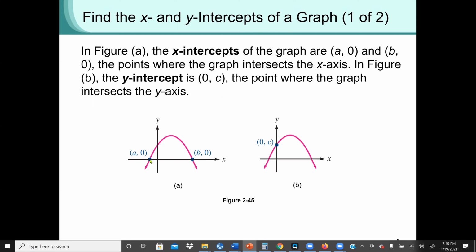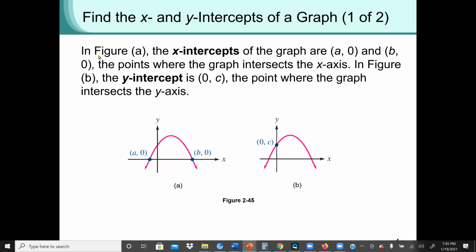So here we have two x-intercepts, because when y equals 0, we get a value of b, and when y equals 0 on the left side, we get a value of a. So x-intercept means when y equals 0, what's the value of x? Then y-intercept means when x is 0, what's the value of y? So here, when x is 0, the value of y is c.